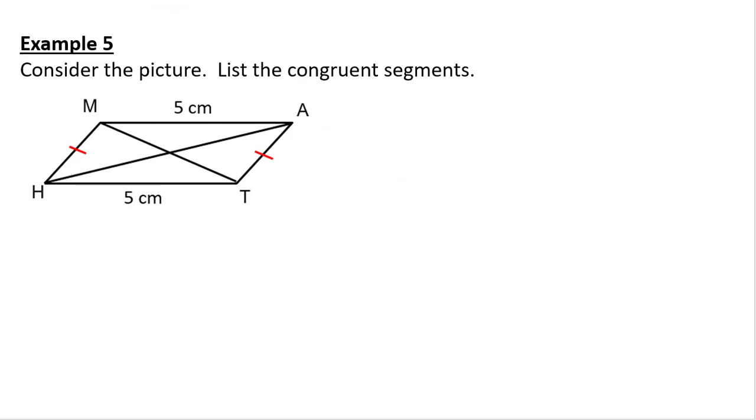Our last example, consider the picture, name the congruent segments. So some segments are marked. So MH is congruent to AT. HT and MA, well, those segments are technically congruent, but we don't know if they're congruent to MH or AT. They're just marked with an actual measure, I should say. So MA is congruent to HT. So that is your video on linear measure.